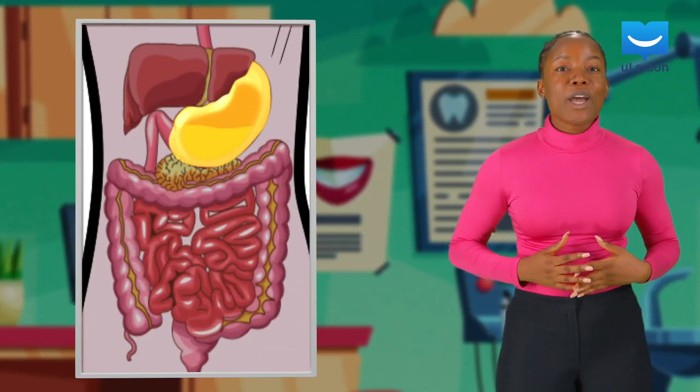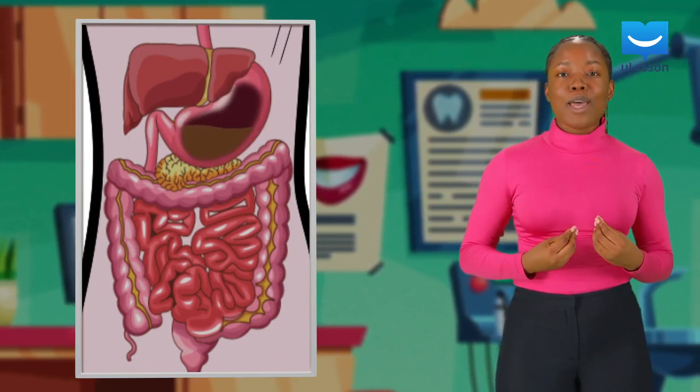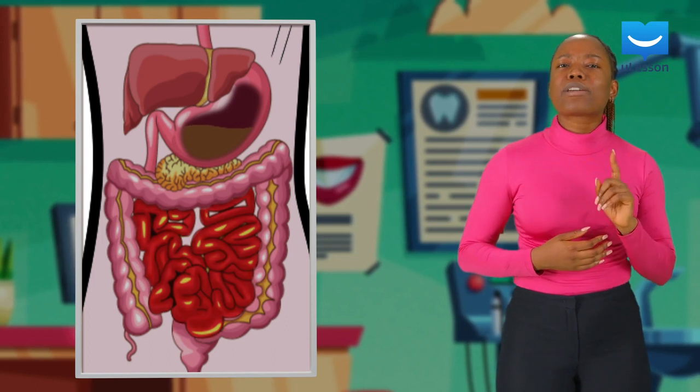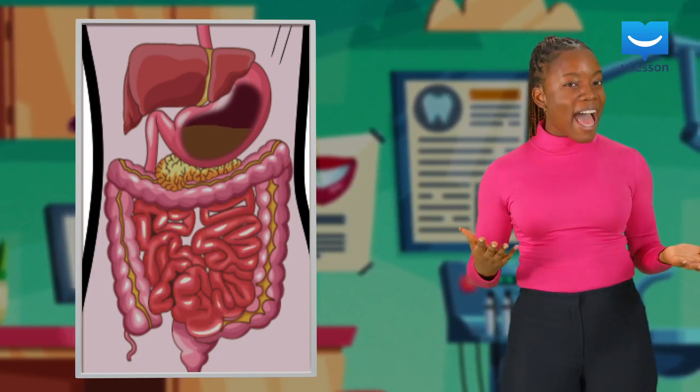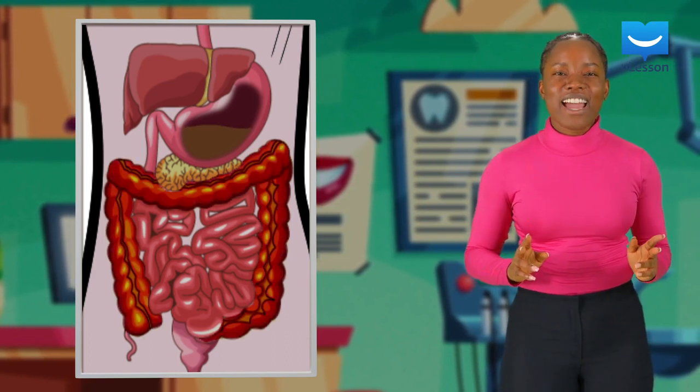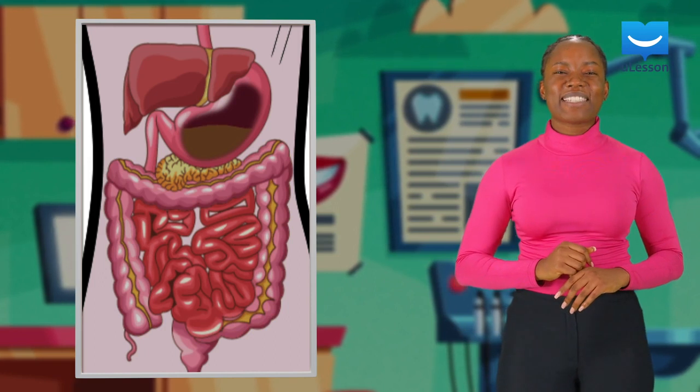The stomach, where gastric juices act to break down food. The small intestine, from where simple food nutrients are absorbed into the blood. And the large intestine, from where water is absorbed from undigested food.